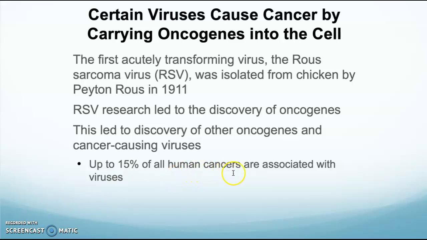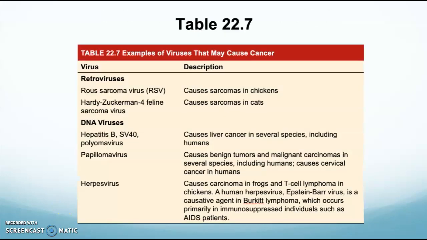As a matter of fact, up to 15% of all cancers are caused by viruses, and I have a table kind of showing this. Some of the ones that we know have the real ability to do this are the retroviruses. These are RNA viruses that use reverse transcriptase and then put their DNA, by reverse transcription, into the host cells. We have ones that can cause sarcomas in chickens and cats. And then among DNA viruses, ones that we know are especially dangerous in humans are hepatitis B, SV40, and polyoma virus. These can cause liver cancers.